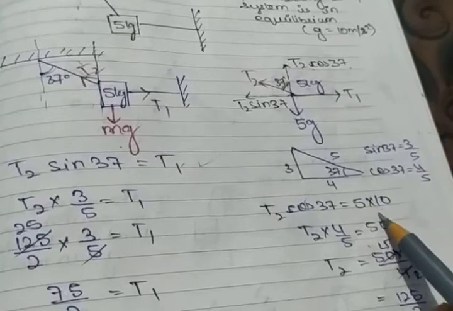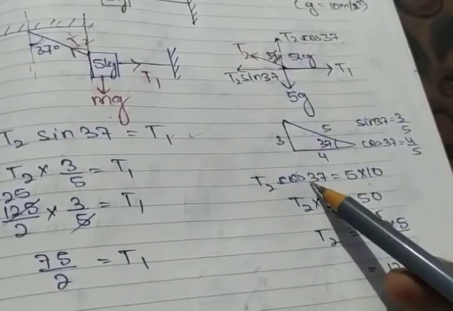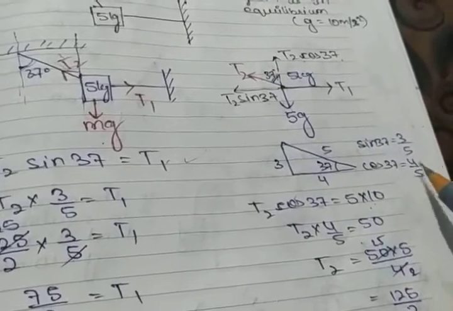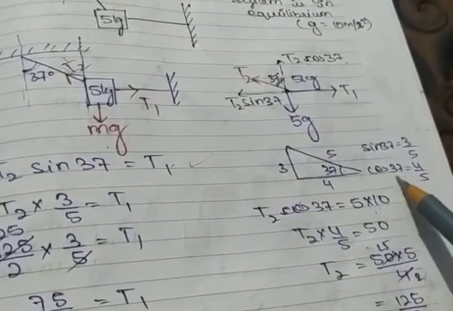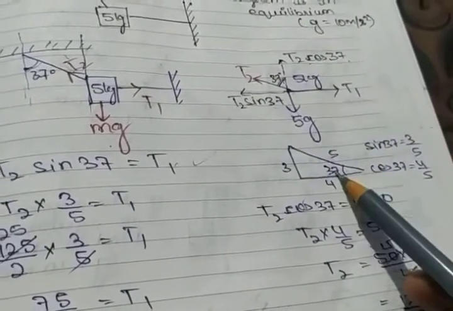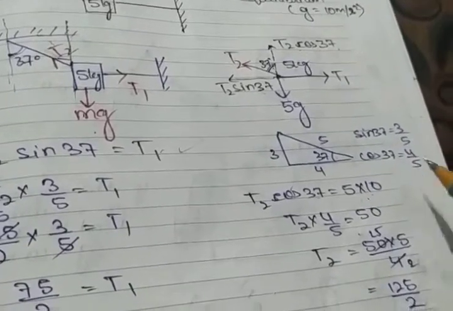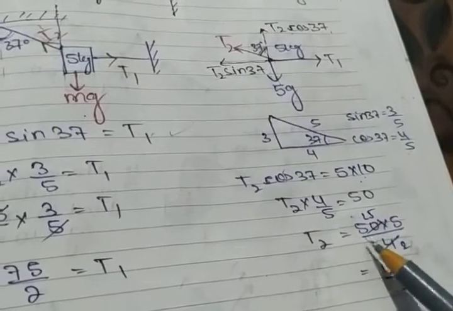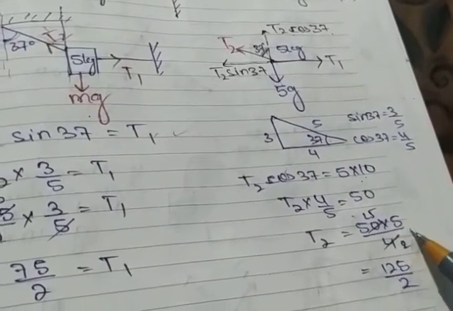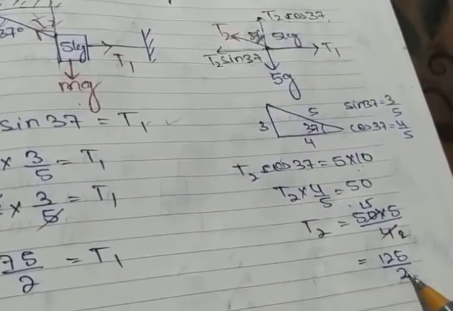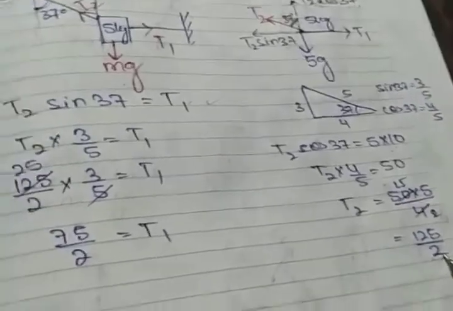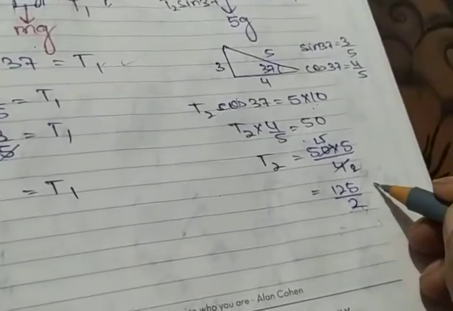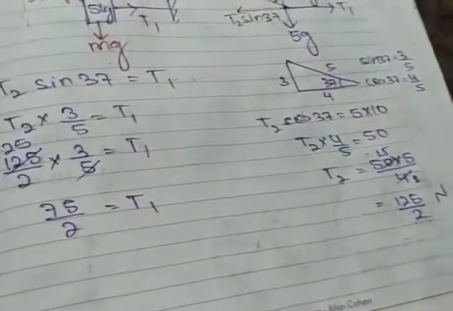So from here, 5 into g is 50. Solve it further. Cos 37 is b by h, so b is 4 and h is 5. We already know about this famous triangle. So this will be 4 by 5. So here we'll write 4 by 5. So T2 is equal to 50 into 5 upon 4. So it will be 125 by 2. We can further solve it to get the values in decimal points. Now this is this much in newtons.